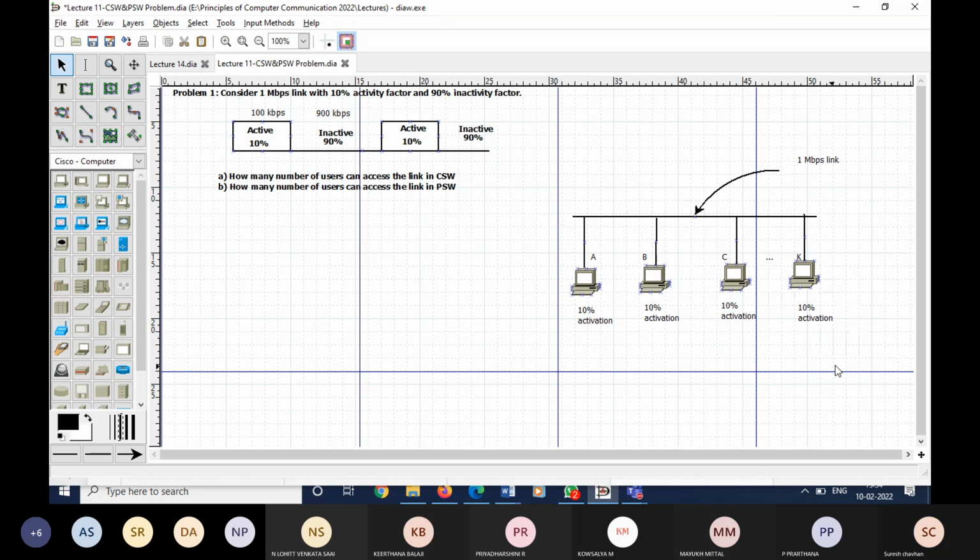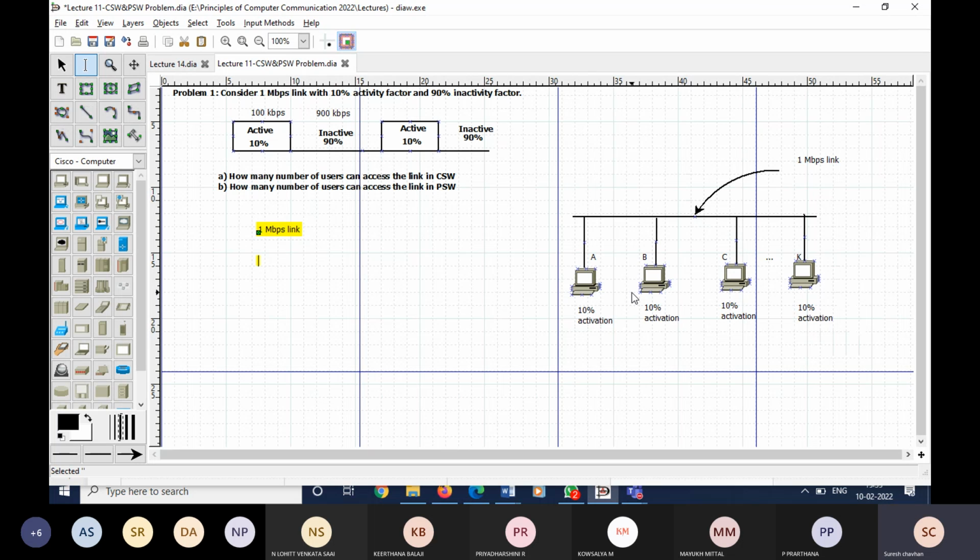So can you think how many devices can be connected to this 1 Mbps link with the 10% activation? Each of them, how much of the 1 Mbps link can they access? I'm having the 1 Mbps link, and I want to share it with a certain number of devices. How many can I share it with? That's the first question.